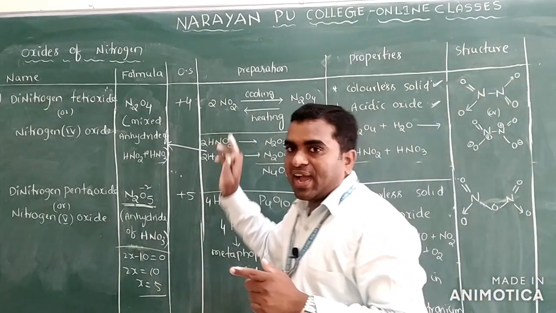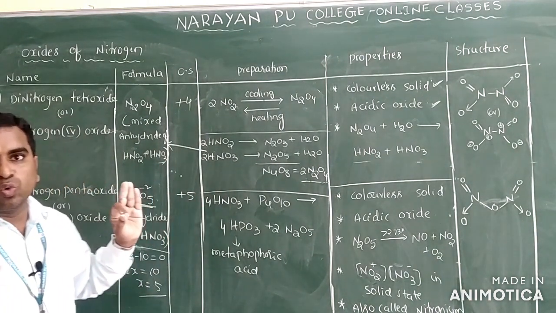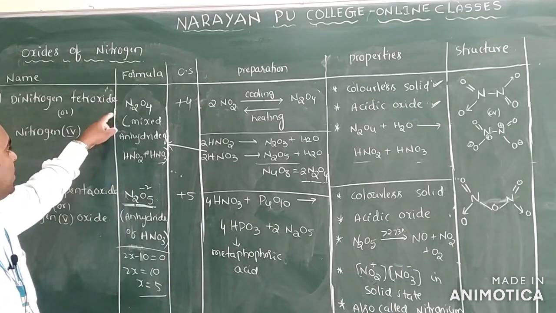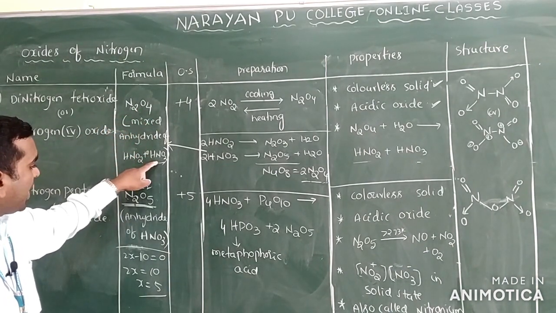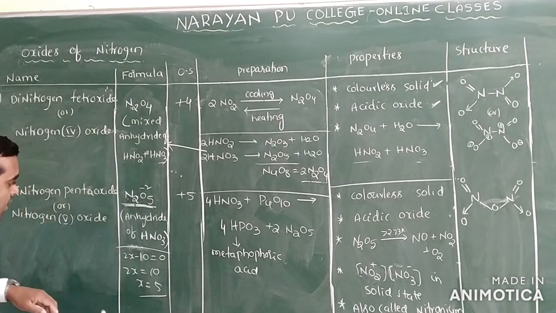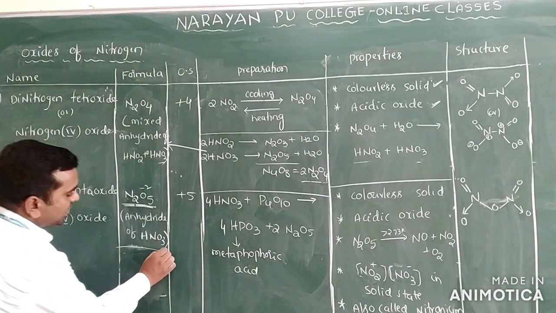Another one is anhydride. We have 3 anhydrides. One is N2O3, which is an anhydride of HNO2. N2O4 is a mixed anhydride of HNO2 and HNO3. And the last one is N2O5, which is an anhydride of HNO3.